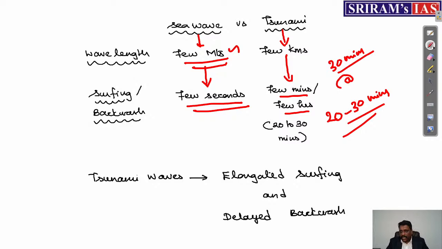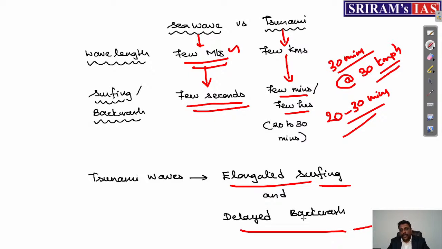Even if I say seawater continuously enters at the rate of 30 kilometers per hour, I can imagine surfing will be happening for half an hour. Seawater will be continuously entering the land and covering a distance of 15 kilometers from the coastal line. Regions as far as 15 kilometers will get submerged. And what is more devastating: once the surfing ends, all that surfed water will go back to the ocean, backwash. So what makes tsunami disastrous is elongated surfing and delayed backwash. The more the backwash is delayed, the more disastrous it becomes.